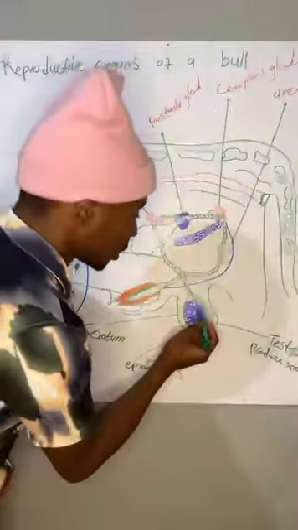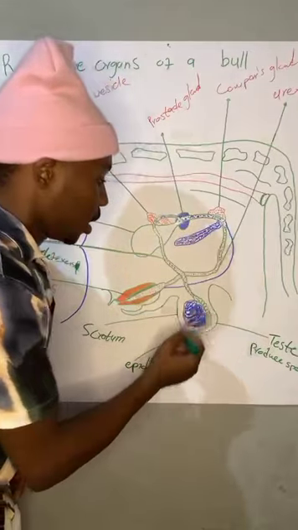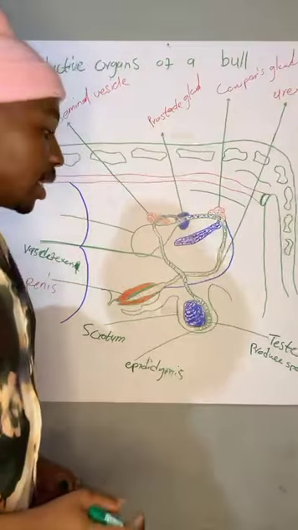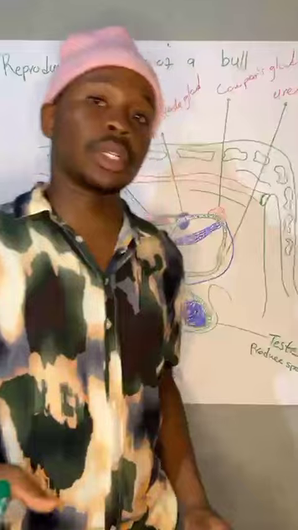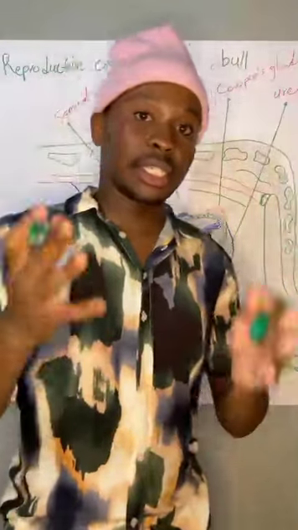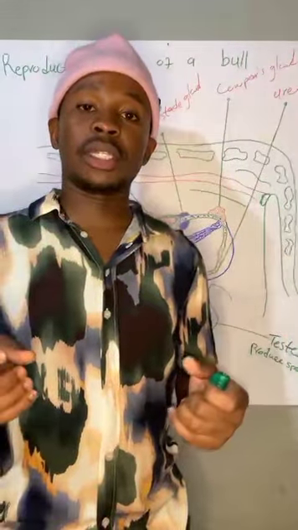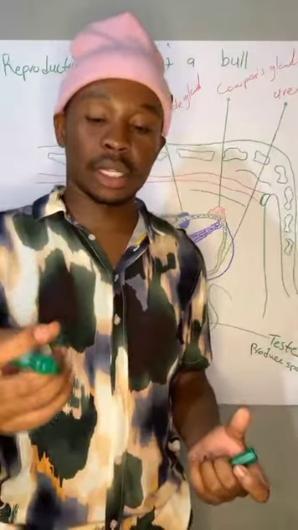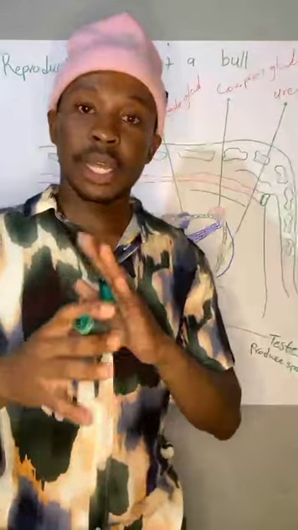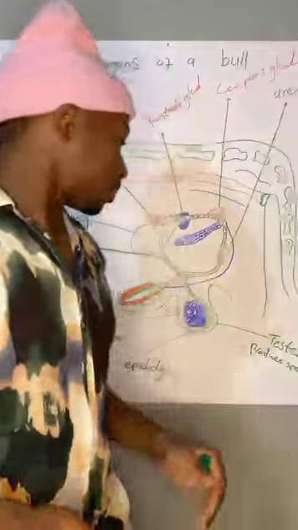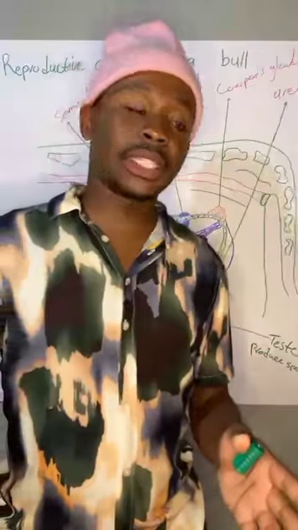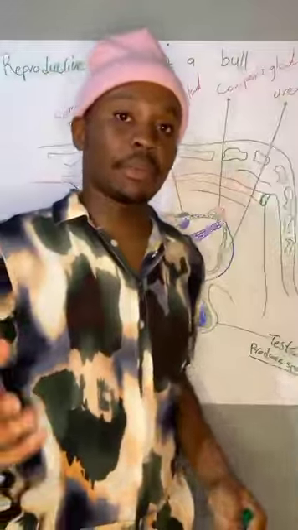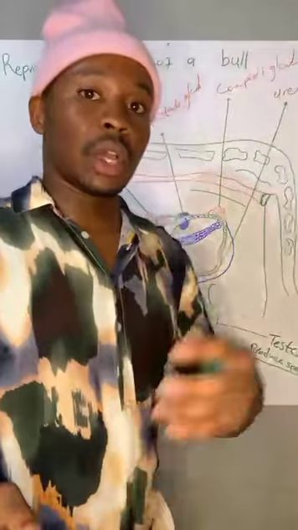The testes is drawn here, with the blue color inside, which shows the seminiferous tubules. The testis contains seminiferous tubules, so that it can help produce more sperm every day. Remember, sperm cells are produced every day. The function of the testis is already written here: it produces sperm, or it's where spermatogenesis occurs.